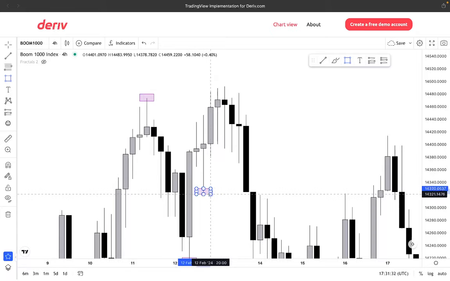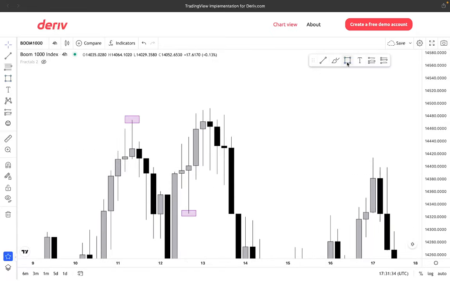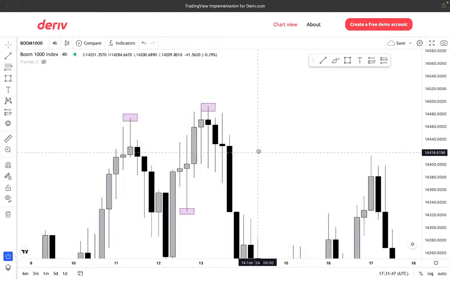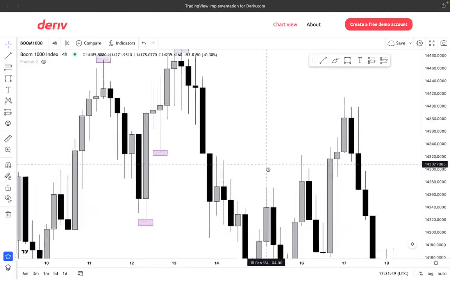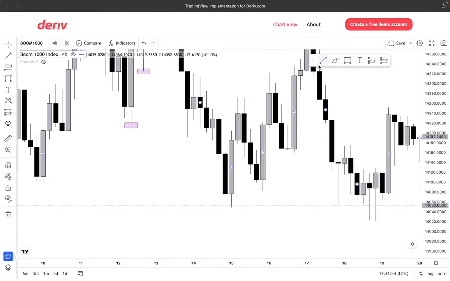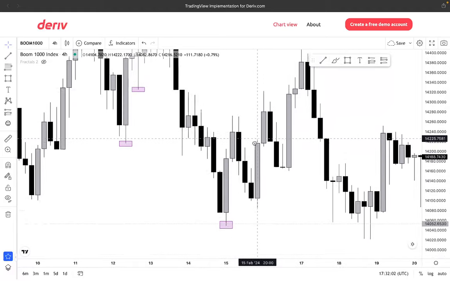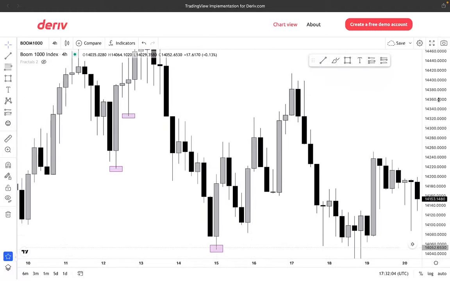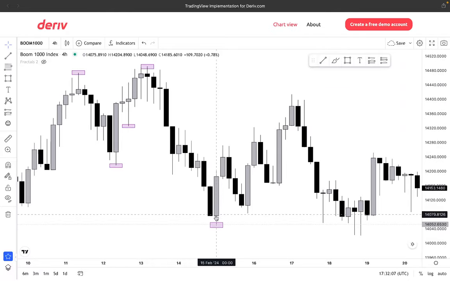There's another fractal low again. There is a fractal high. Why? Again, because the left-hand candle is lower than the middle, right-hand candle is lower than the middle. Now we had, for example, a huge push down. So where's my fractal low going to be? This one here, because left higher, right higher. So for this push, this is my high, this is my low.